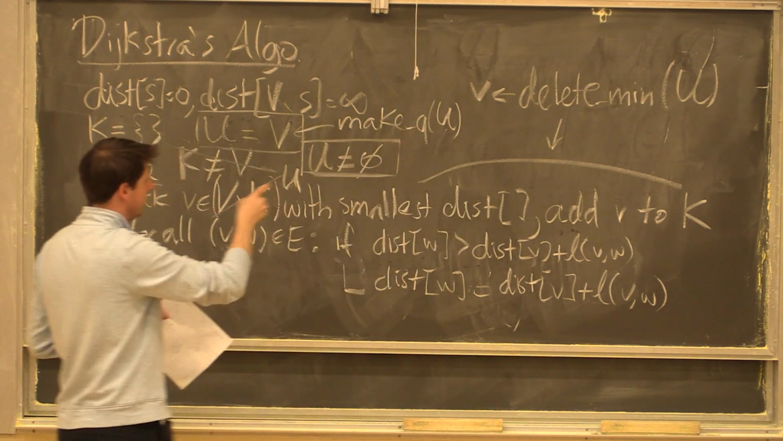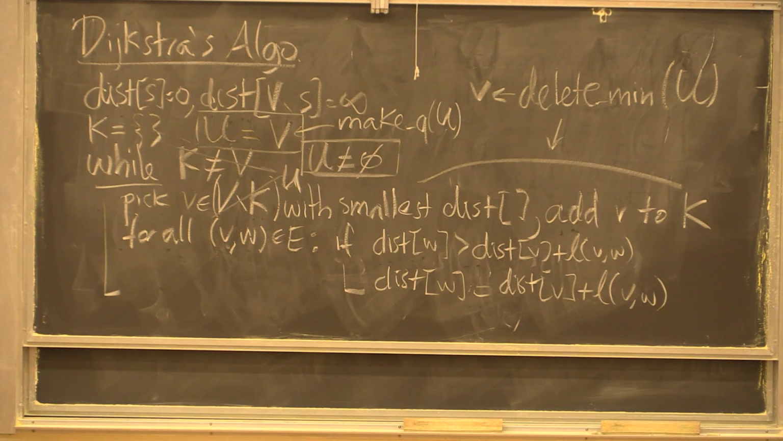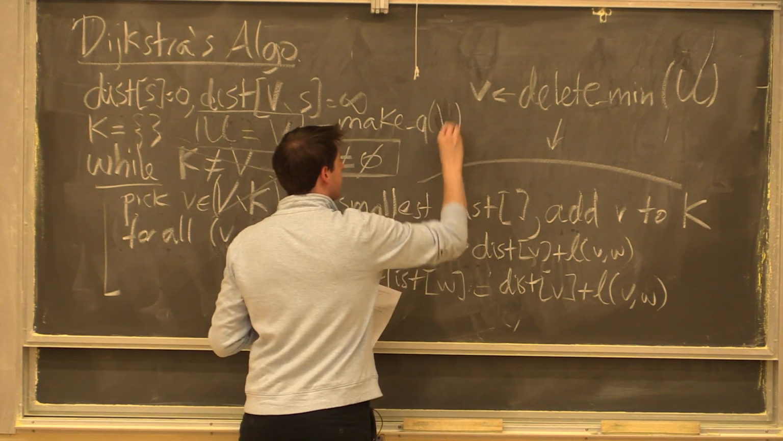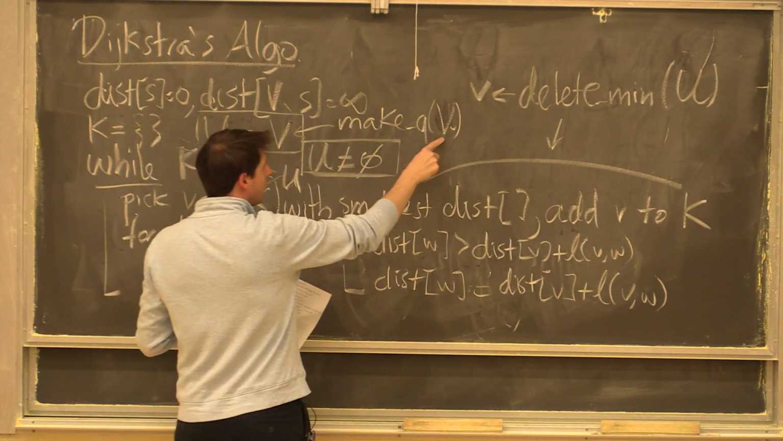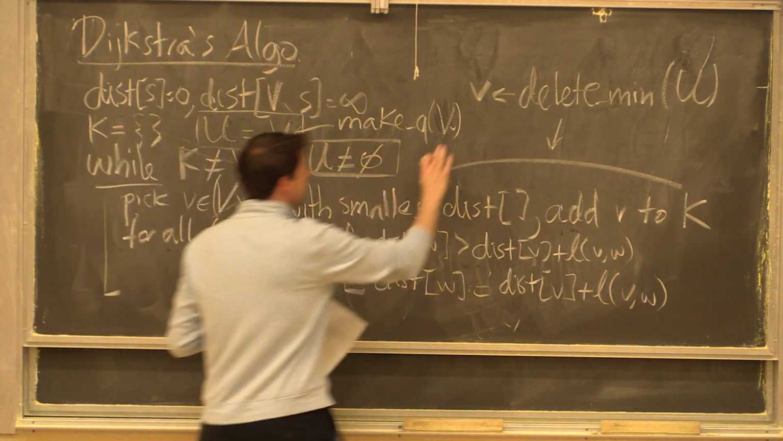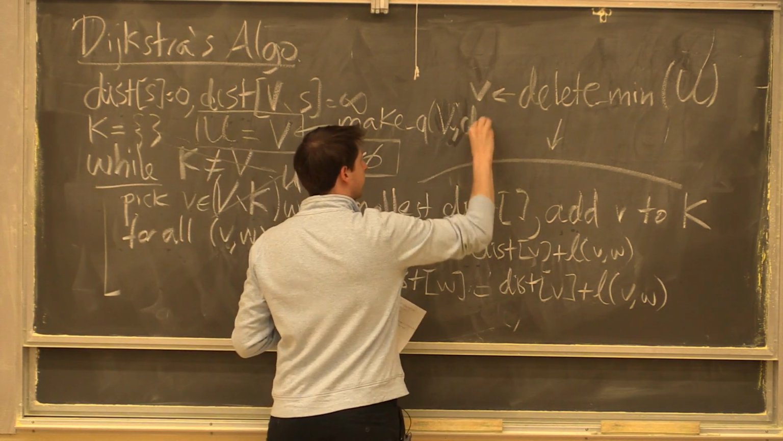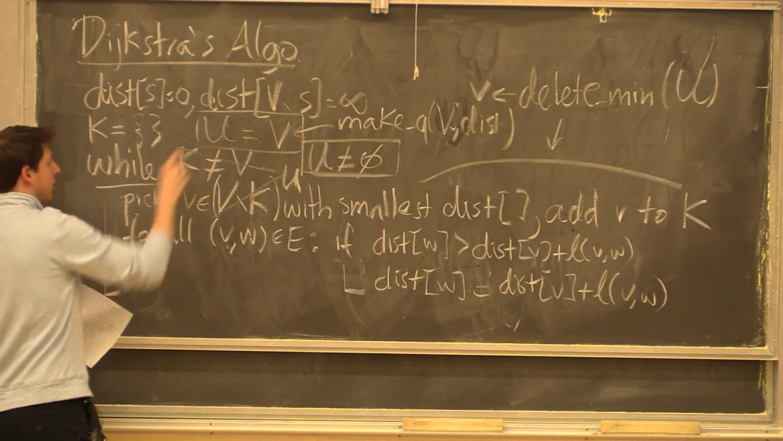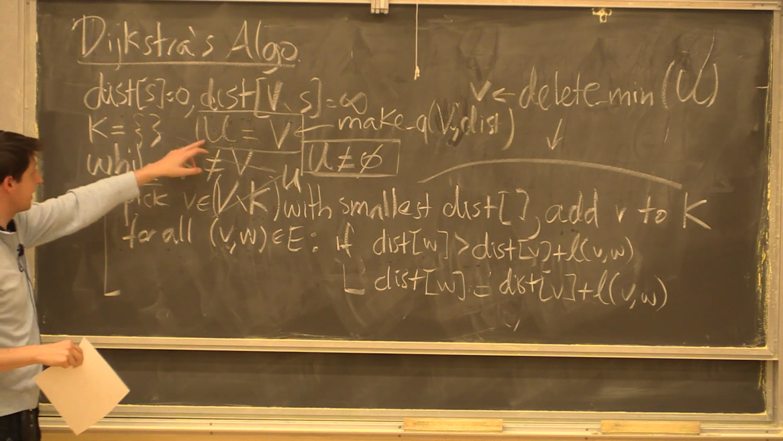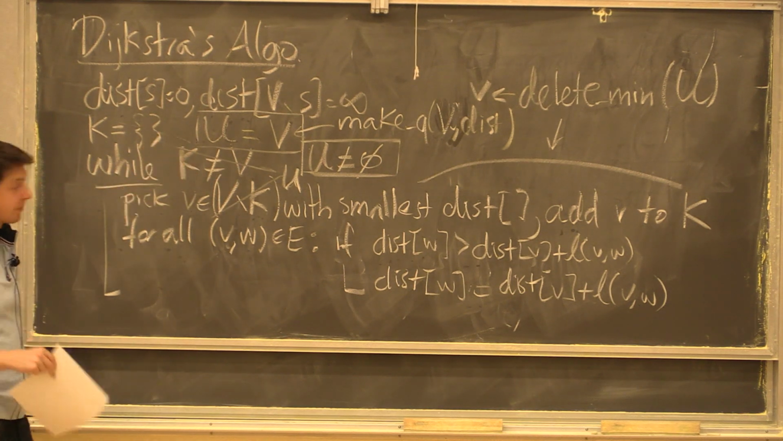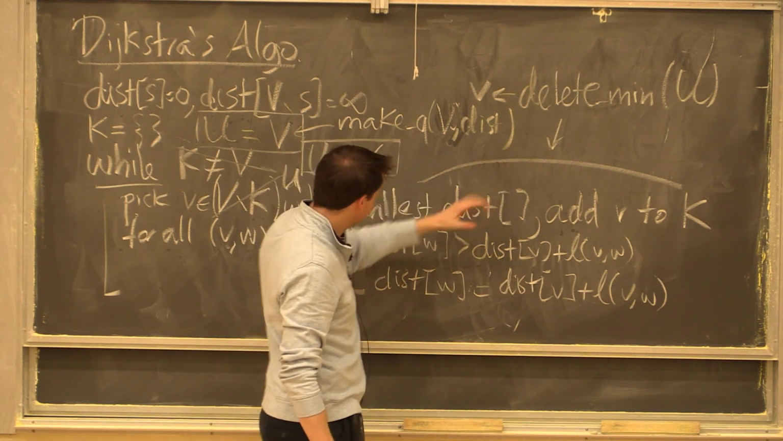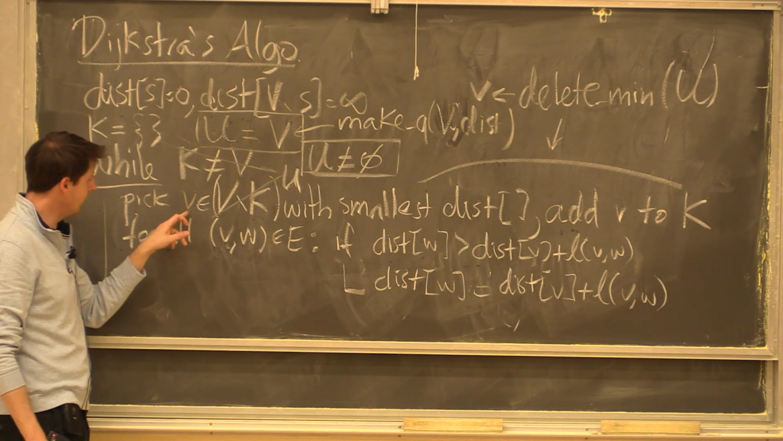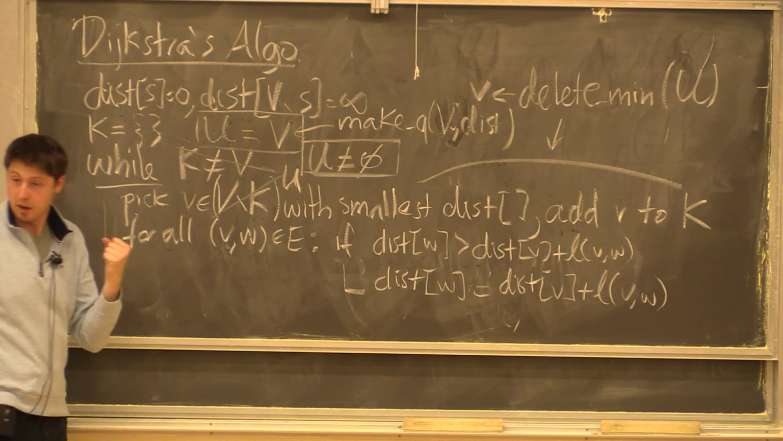I'm not going to keep writing the UE, because it's just annoying. So with V, sorry. You say, please make a Q with V, and the distances, right? And it will return back your Q, which I'm identifying with the set U, okay? Here you're going to say, please delete min. It will knock out the smallest V from the Q, all right? And now you have it in your hand, right?